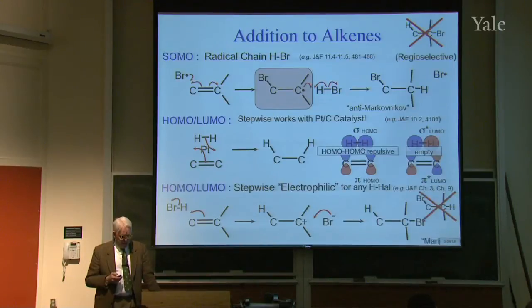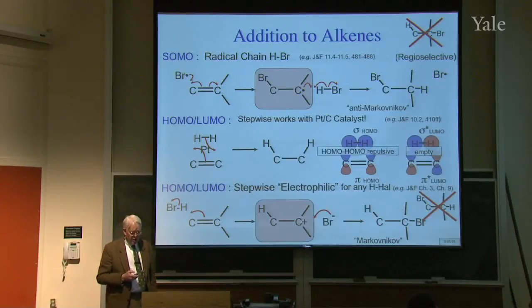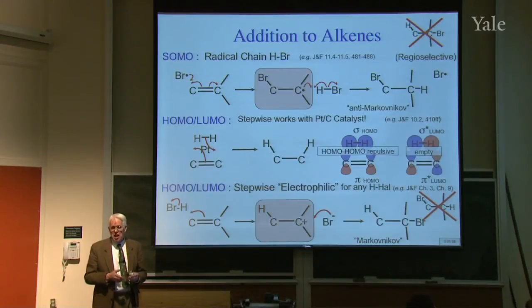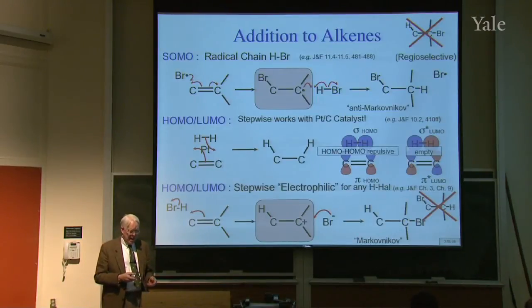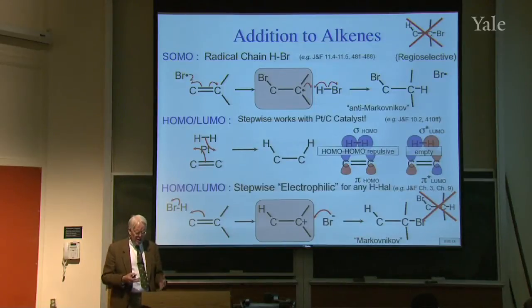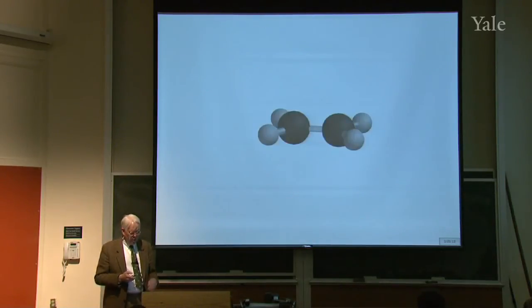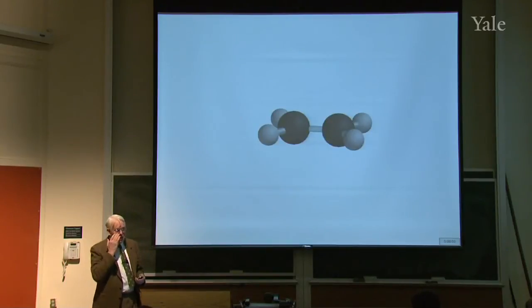It's the Markovnikov product, where bromide goes to the more substituted carbon, and it goes there because that carbon cation is more stable as an intermediate. Okay, so that's stuff that mostly we've mentioned before. Now let's think about the orbitals and where they should get attacked.